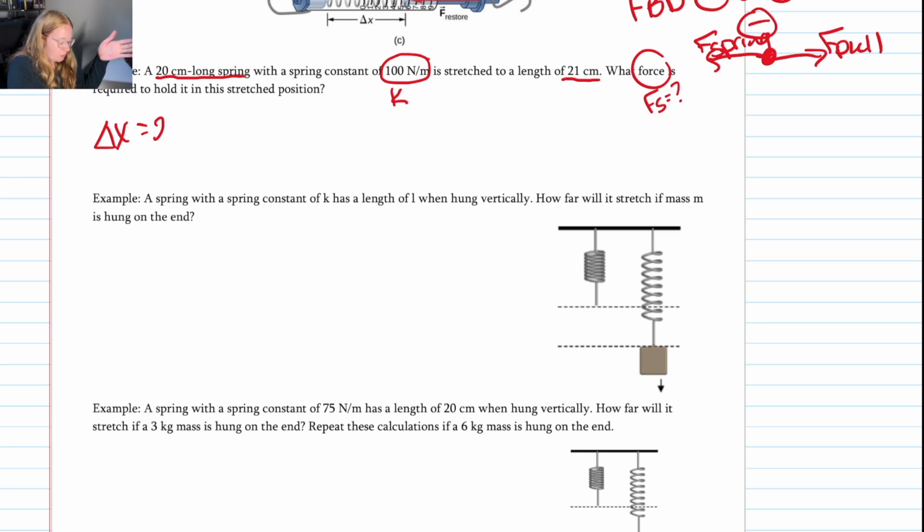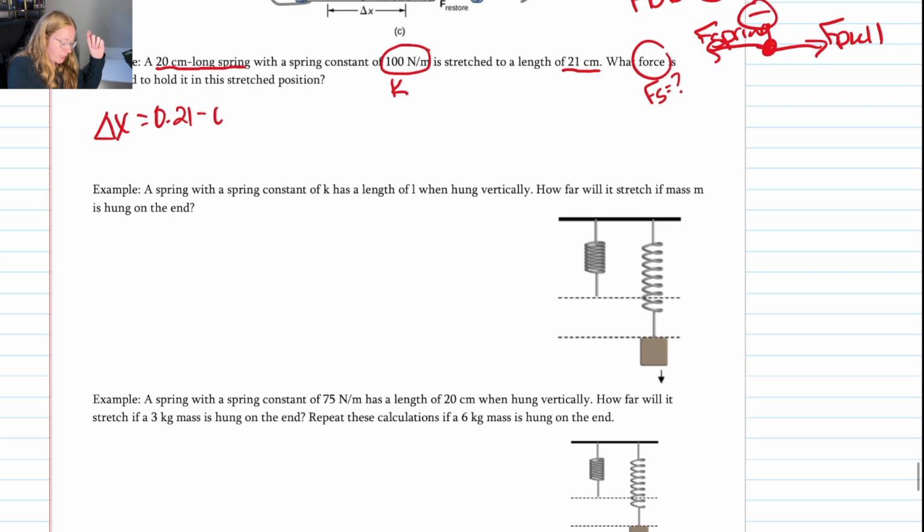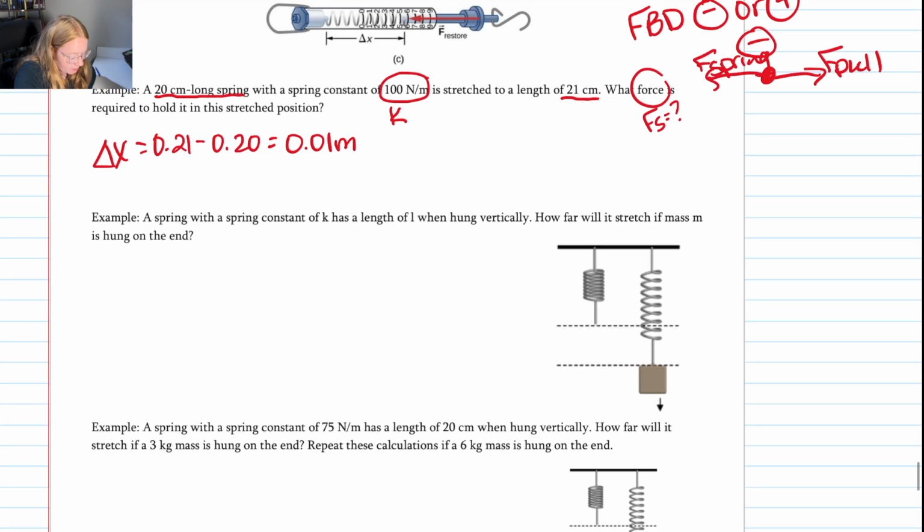So really I need to do 21 minus 20, or even better, since my spring constant is in meters, I should do 0.21 minus 0.20, which means the spring only stretched by 0.01 meters. Now that I know that, the spring force is going to be equal to k delta x. My k is 100 and the change in x is 0.01. That gives me a value of 1 newton.